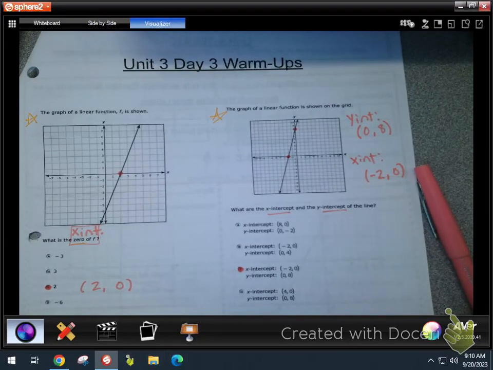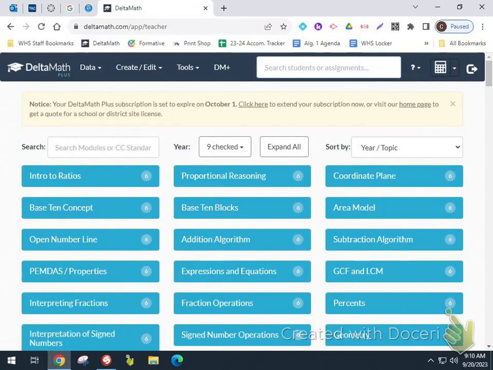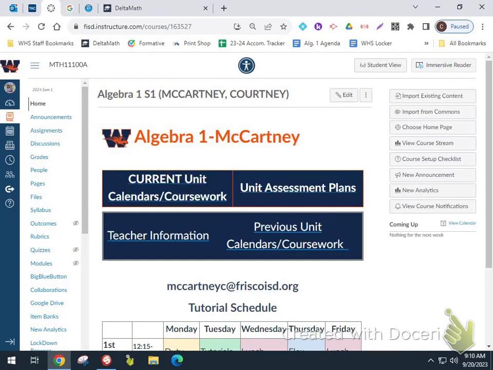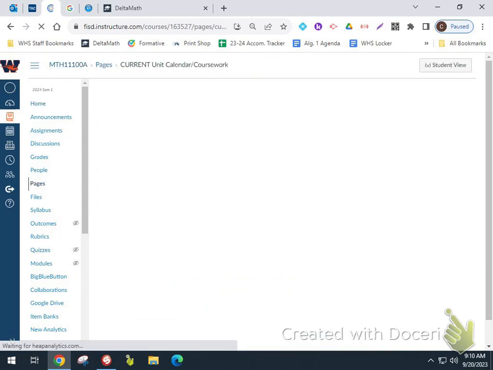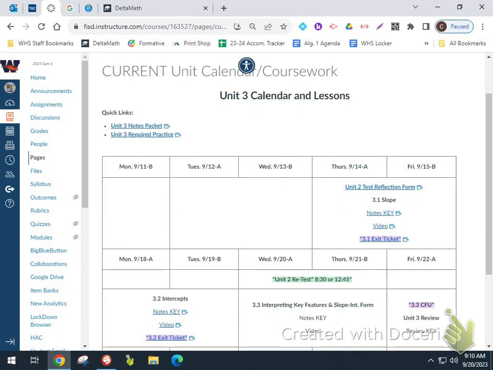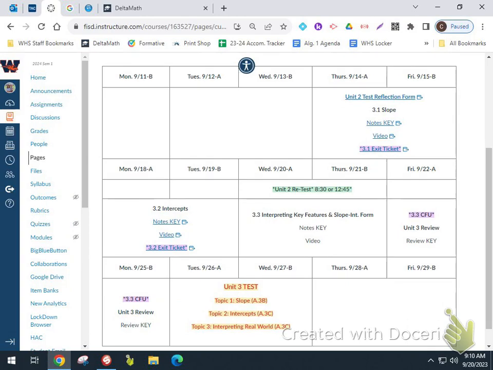Yeah. Picking intercepts from tables and graphs is something that will be on your test. The tricky thing with those is picking them from the equations. But we're going to keep practicing that today. So like I said, today is the day that we're going to put everything together. So let's look at what's to come.